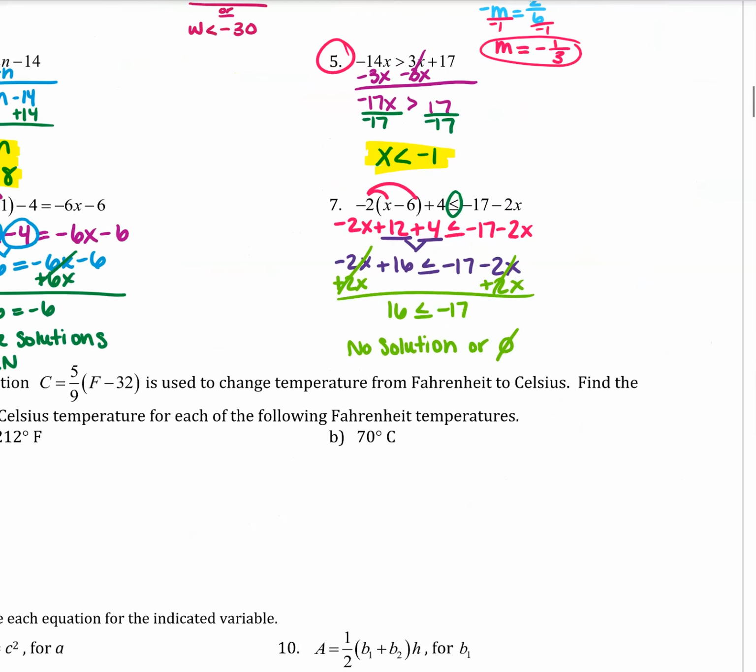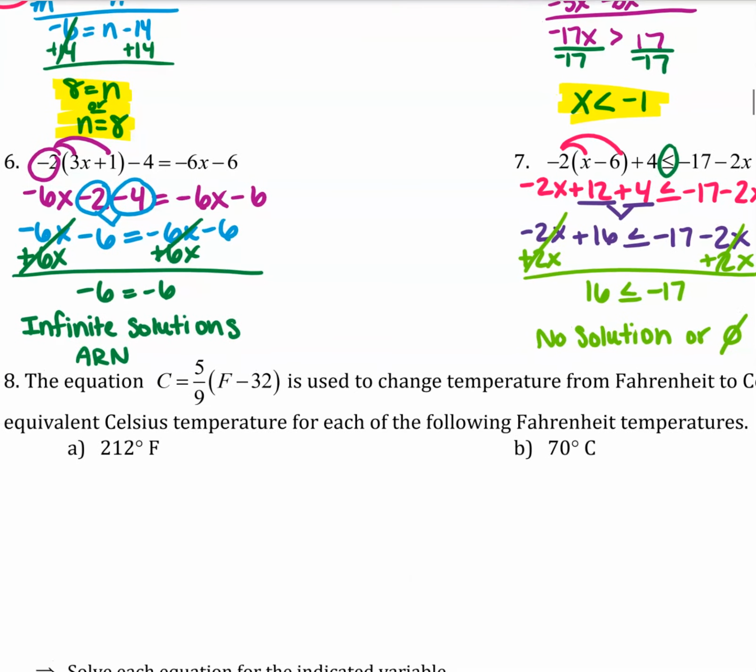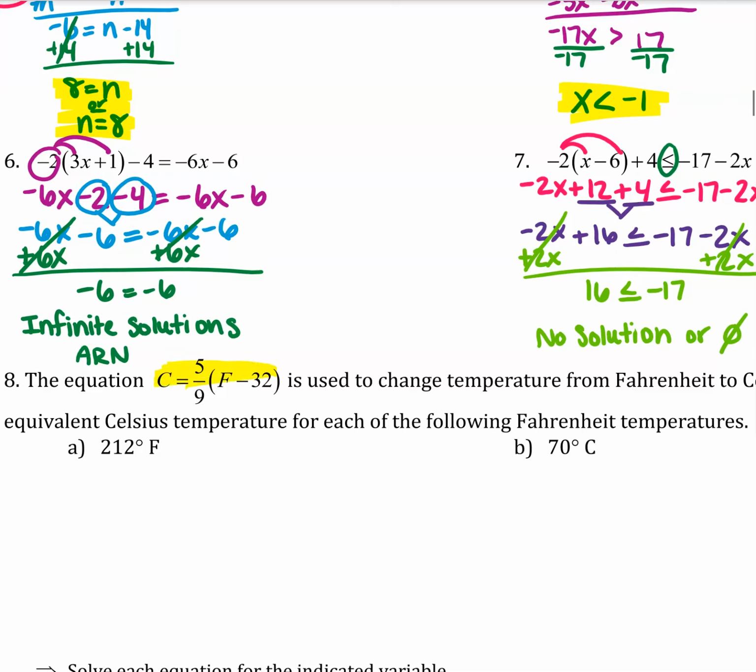Number 8 is a word problem. In the word problem, we are working with this Celsius to Fahrenheit equation. We use it to change temperature from Fahrenheit to Celsius, because there are places in the world that use Celsius as their primary degrees. We use Fahrenheit in the United States, so this might be kind of useful. We either need to find the Celsius or find the Fahrenheit equivalent using our equation.